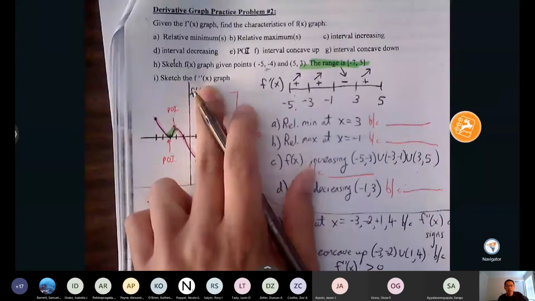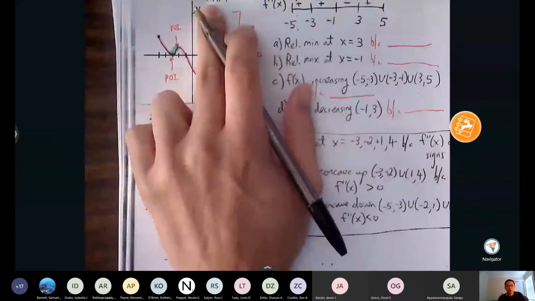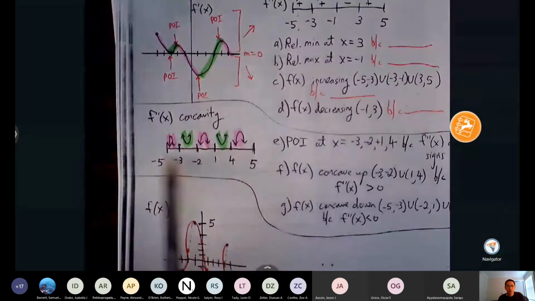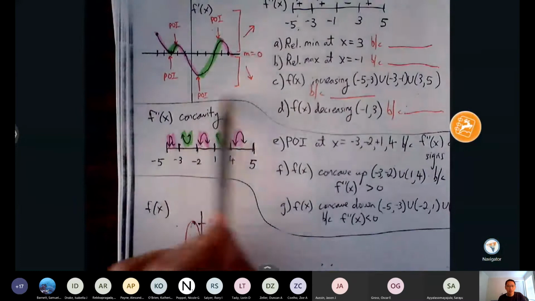Okay. Last part, sketch the second derivative graph. So we're just going to base it off of this information. It's the only thing we're going to look at as we build our second derivative graph.